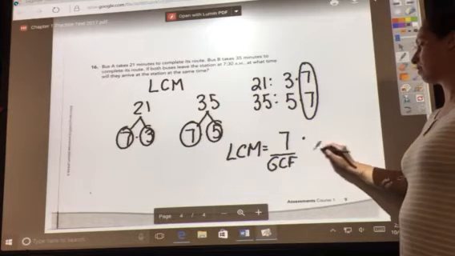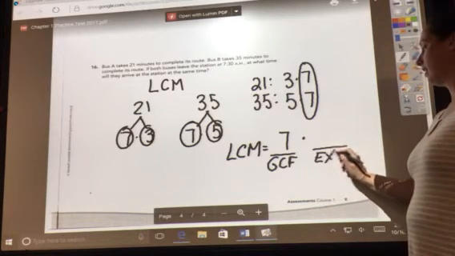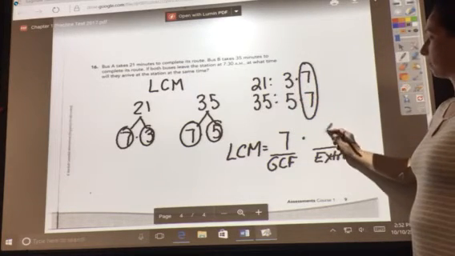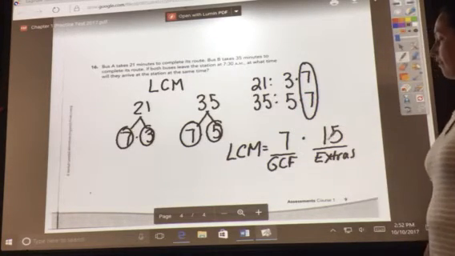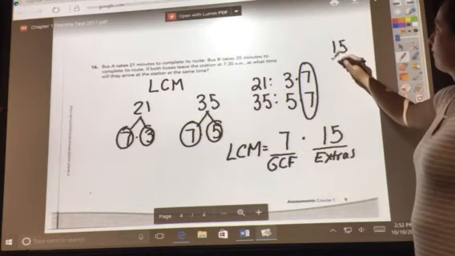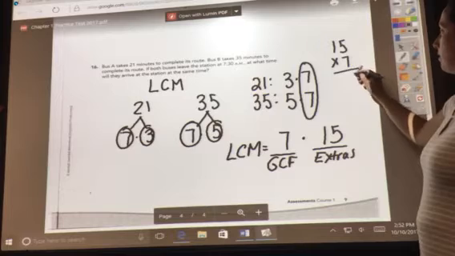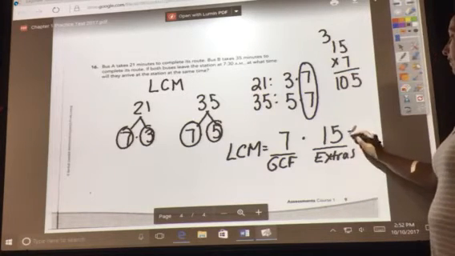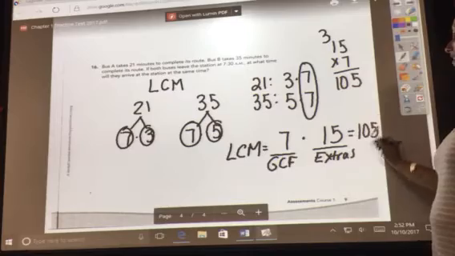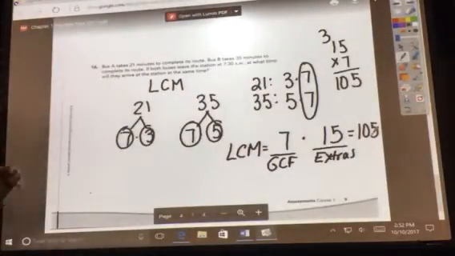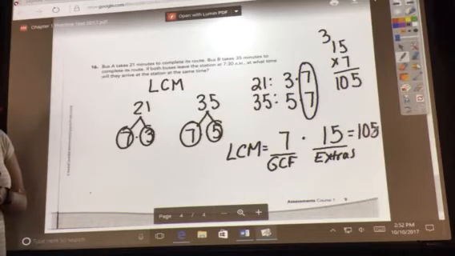And to find least common multiple, we just multiply by the extras. So I have an extra 3 and an extra 5, and 3 times 5 is 15. So looking at this, I have to take 15 times 7. 7 times 5 is 35. And 7 plus 3 is 10. So what I find out is it is going to take 105 minutes for them to make it back to the bus stop at the same time.